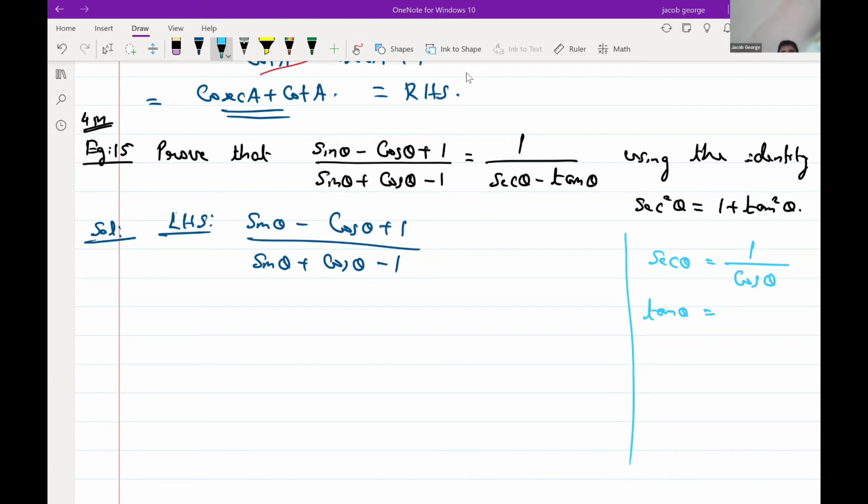And tan theta is, in terms of sin and cos, Samuel Saji, can you say tan theta in terms of sine and cos? Sin theta by cos theta. So you will write that. Now look at the denominator. What is the denominator of these two?